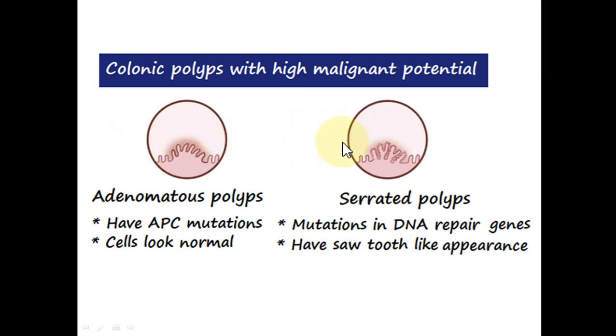But these two types of polyps, adenomatous polyp and a polyp that has a structure like the tooth of a saw in its microscopic appearance, known as the serrated polyps, carry a high chance of malignant transformation. And in adenomatous polyps, the problem lies with the adenomatous polyposis coli gene, and before colorectal cancer, it will give rise to the adenomatous polyposis coli syndrome.